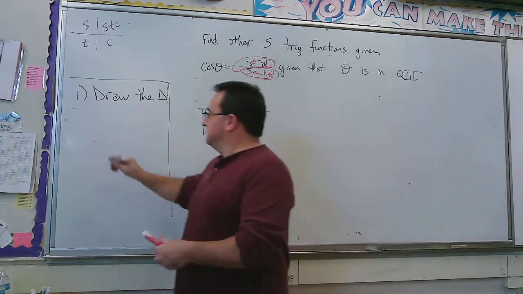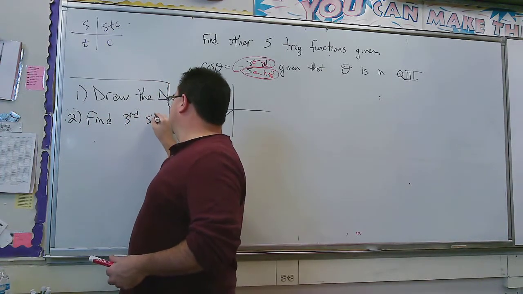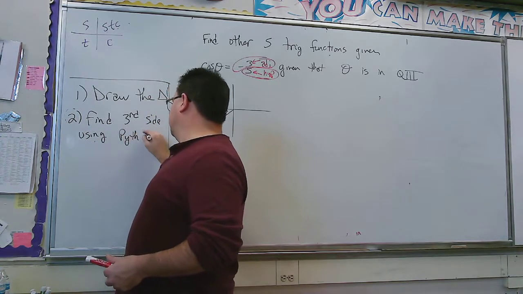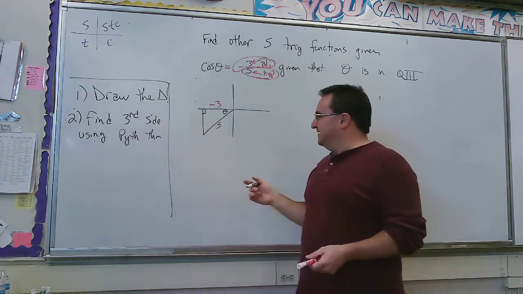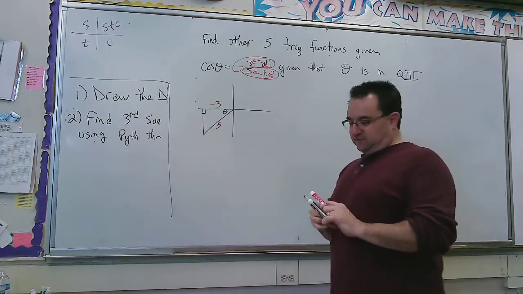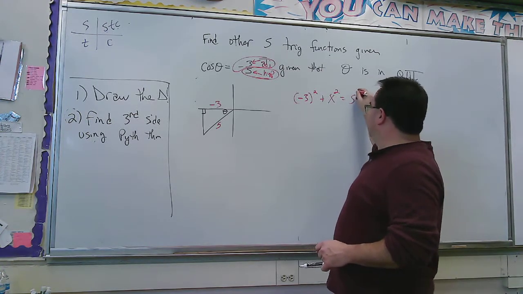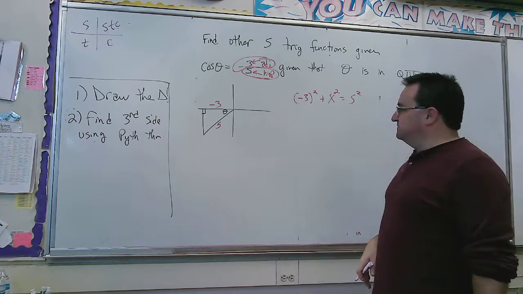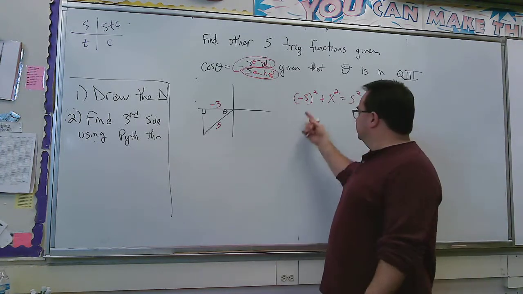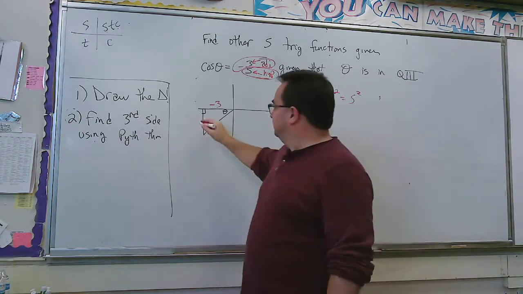2, find the third side using the Pythagorean theorem. And hopefully I didn't need to tell you that. You just looked at it and realized it was true. So let's just call that x for the moment. Minus 3 squared plus x squared equals 5 squared. I don't even need to compute it. This is the classic 3, 4, 5 right triangle. It makes no difference if the negatives because they're squared. So I know that this is going to be 4. You can crank it out if you want.